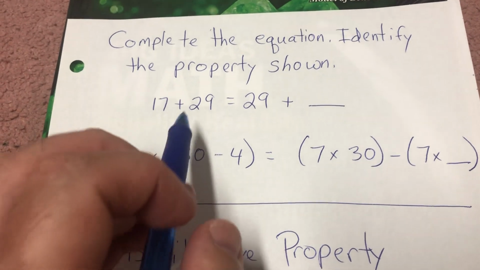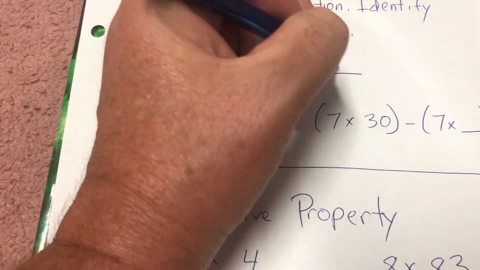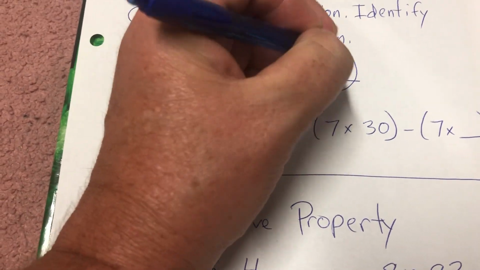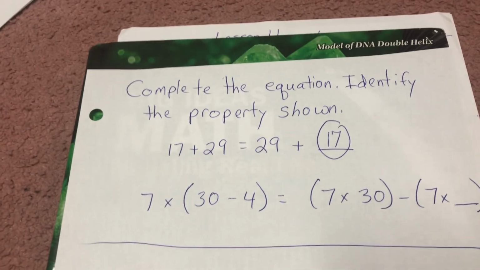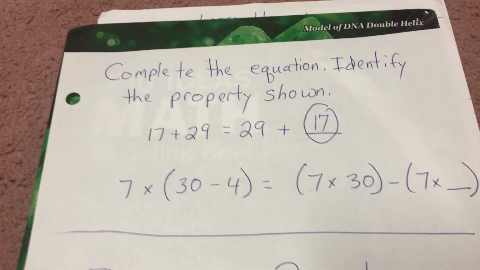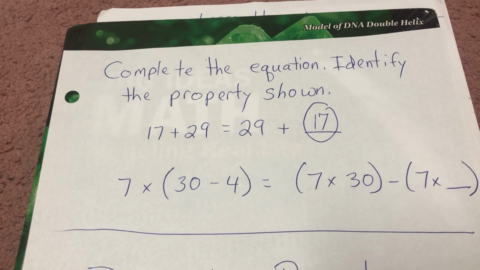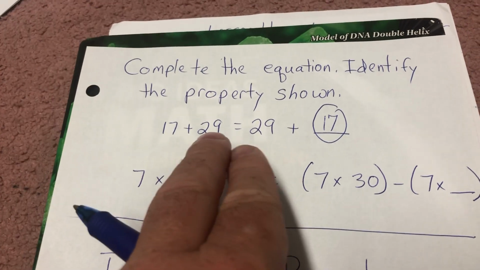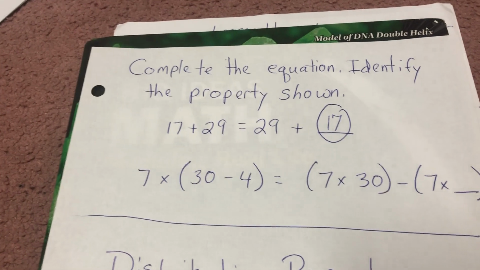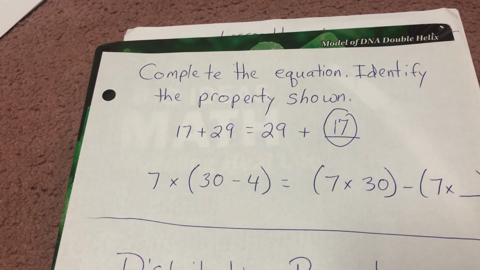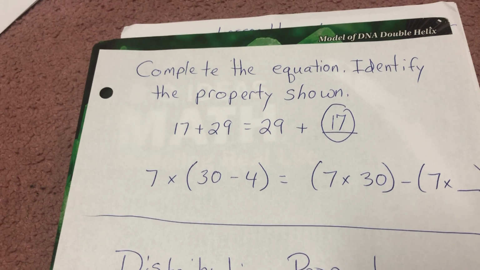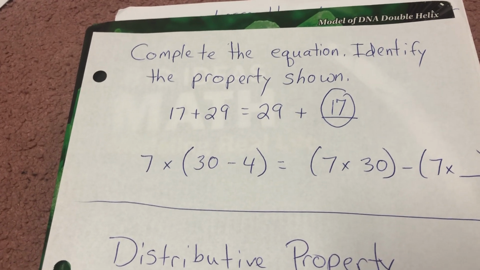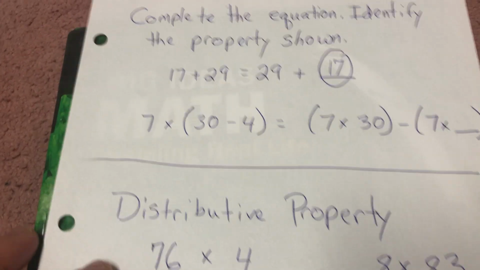Well, when I look at that, I'm thinking, well, it just looks like the numbers are being switched around, so I'm going to do 29 plus 17. And remember what we talked about with the commutative property, okay? The commutative property just means they're being switched. That with addition and multiplication, it doesn't matter what order the numbers come in, they're still going to equal the same thing if we do it correctly.